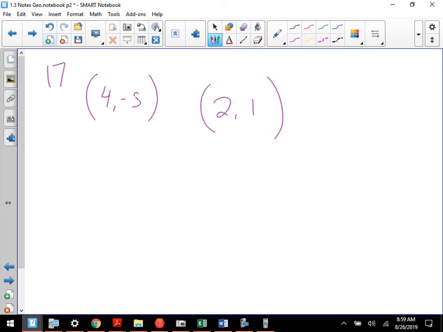All right, let's take a look. From 4 to 2, how far apart are they? They are 2, so I will take 2 squared.